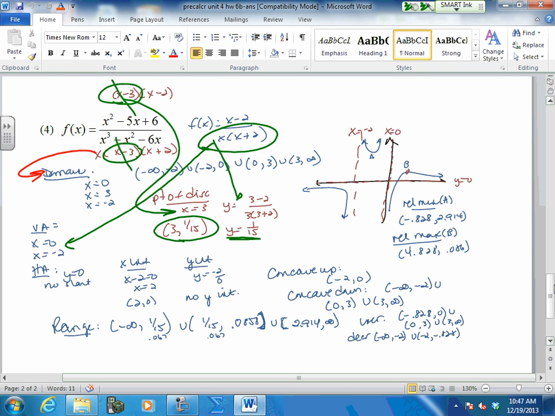Okay. Now, relative means relative max. Anything that turns has a min or a max. This guy over here keeps decreasing. That has no min or max. This one has a min. Is it the minimum point of the whole graph? No, so it's a relative min.